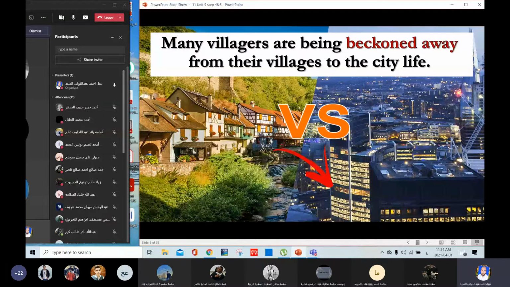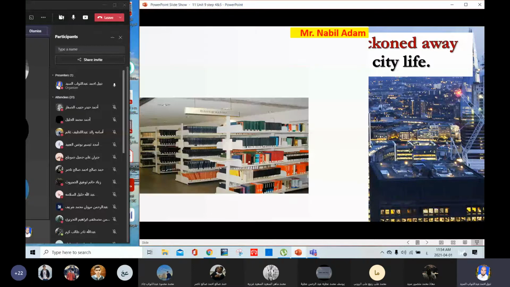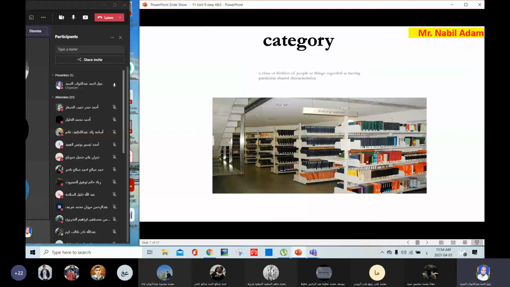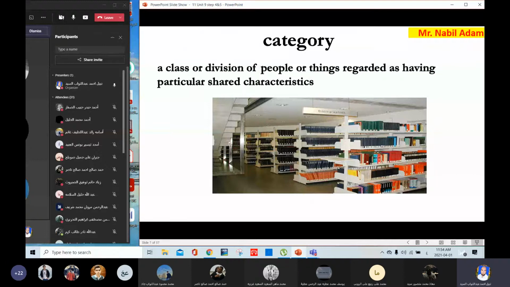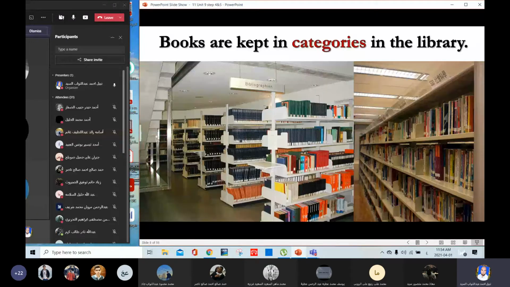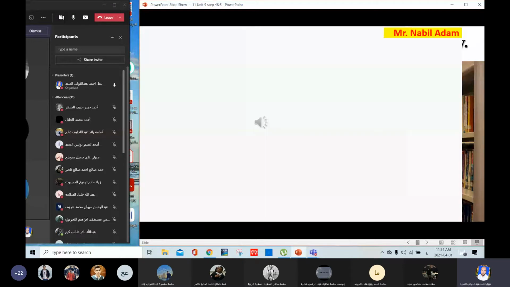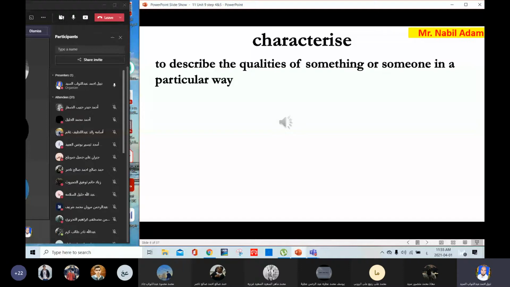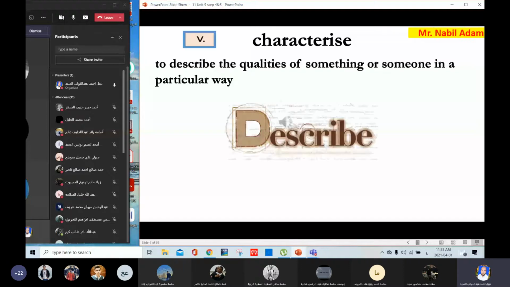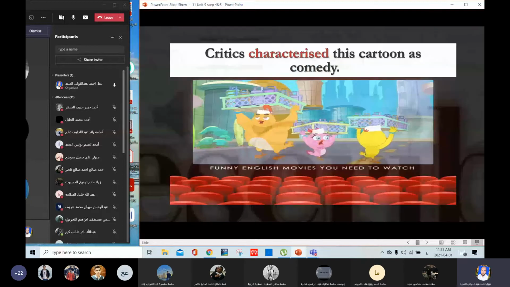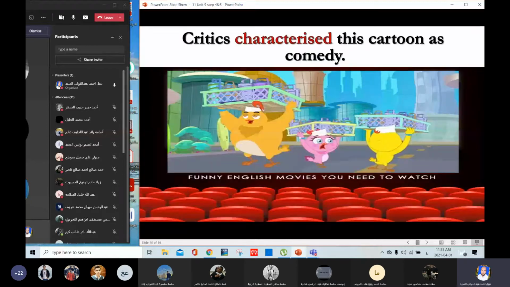Category: a class or division of people or things regarded as having particular shared characteristics. Look at these books in the library. Books are kept in categories in the library. Characterize is a verb meaning to describe the qualities of something or someone in a particular way. Characterize means describe. Critics characterized this cartoon as comedy. Critics described this cartoon as comedy.